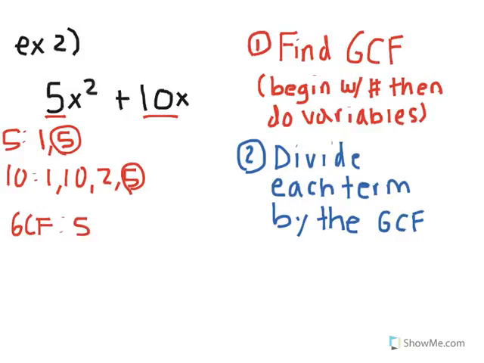Now let's move on to the variables. So we have x squared and x, and x squared is just equal to x times x, and x is equal to x. So they each have a single x, so I can take the x out. Good.